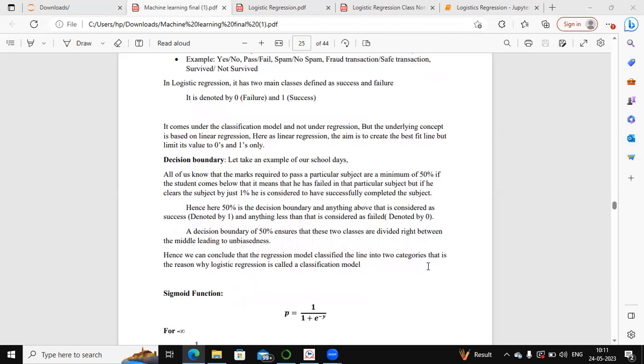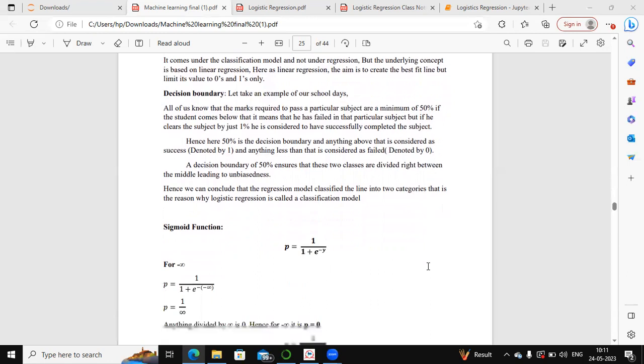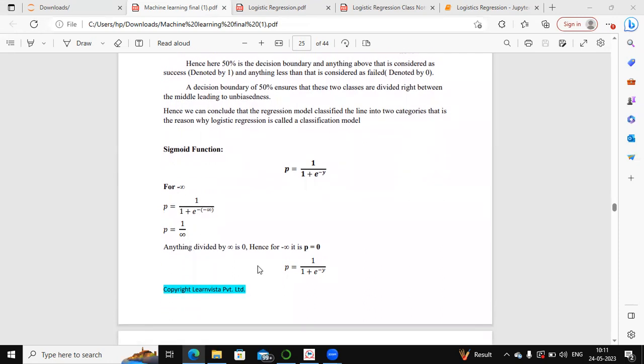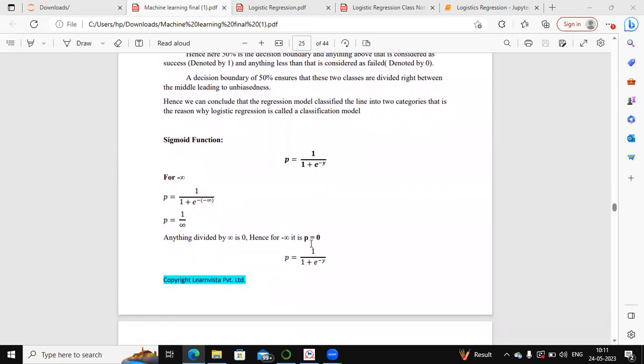Let's come to the concept called the sigmoid function. You studied the sigmoid curve in your 11th or 12th class. Sigmoid is represented in the form p = 1 / (1 + e^(-y)). Here our variable is y and p is the probability value. Let's take y as minus infinity. What probability value does it give? It comes to 1 / (1 + e^(-(-infinity))), that is 1 divided by infinity. Anything divided by infinity is 0. Hence, for minus infinity, p is 0.